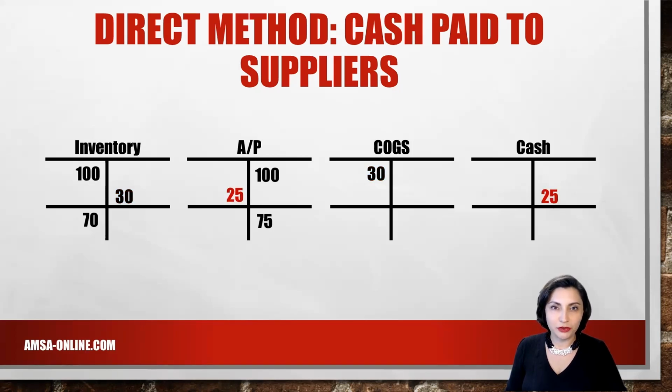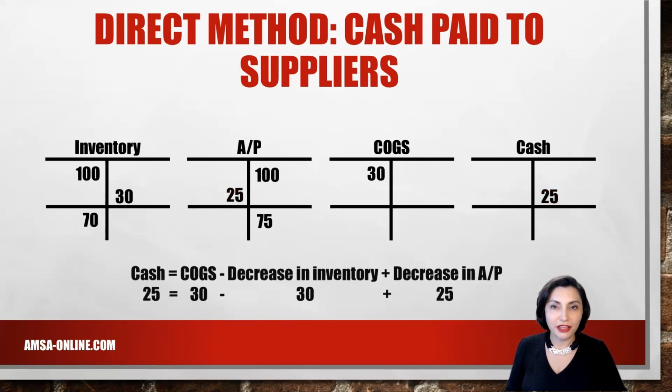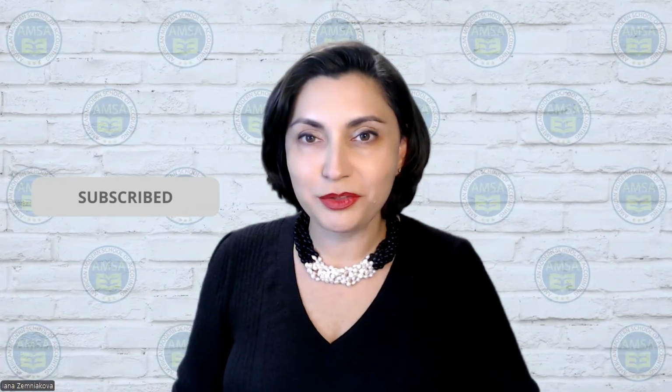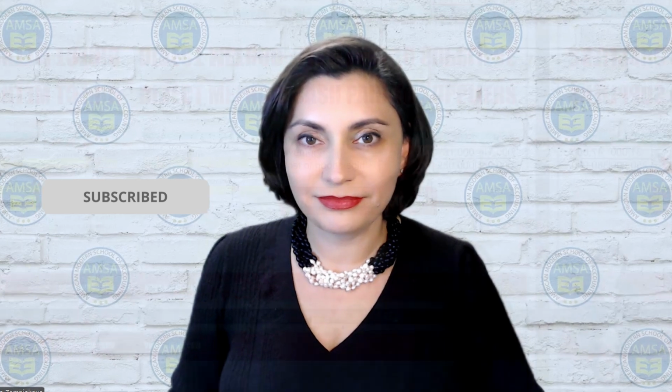We paid $25 for the vendor's invoice. The accounts payable account is debited or decreased by $25, and cash is credited or decreased by $25. Cash equals cost of goods sold minus decrease in inventory plus decrease in accounts payable. Let's get back to the Sullivan's Corporation.